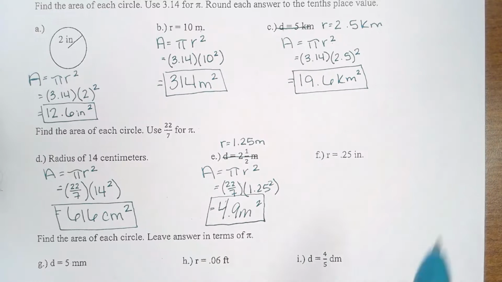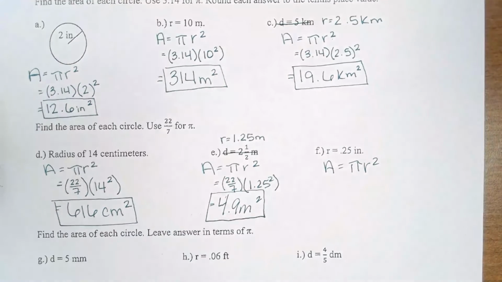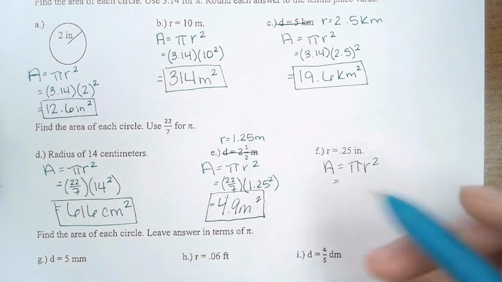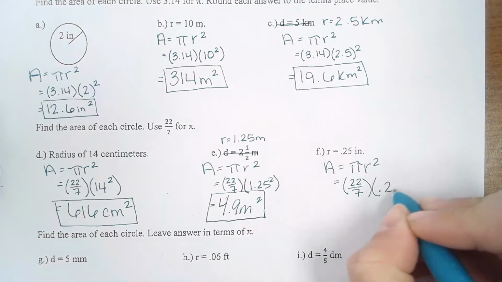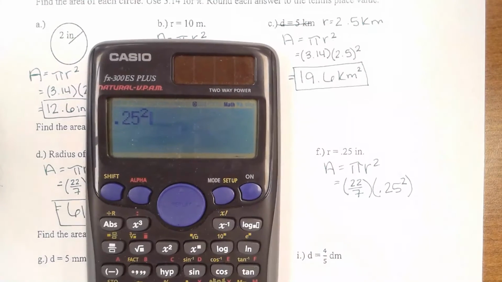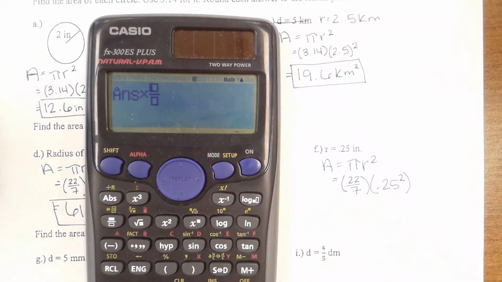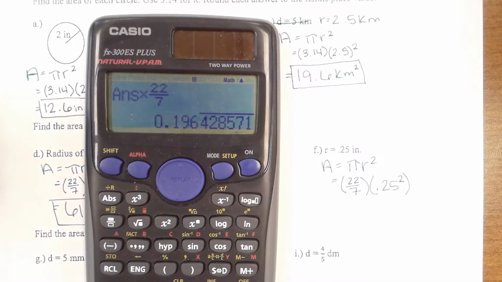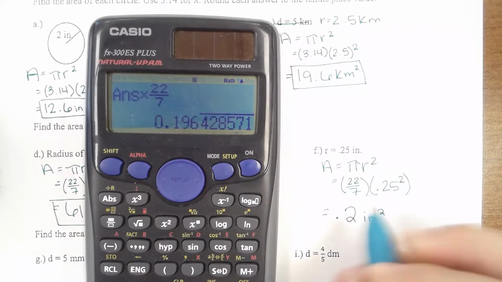All right, and the last one, so here they tell us that our radius is 0.25 inches. So since we have the radius, we can now plug all of our numbers into our formula. So pi, they want us again to use 22 over 7. Radius is 0.25, and we're going to square that. And then just plug all of that in our calculator. So 0.25 squared is 1/16. And then multiply that times your 22 over 7. And you get 0.196. So rounding that to the nearest tenths is going to give us 0.2 inches squared.